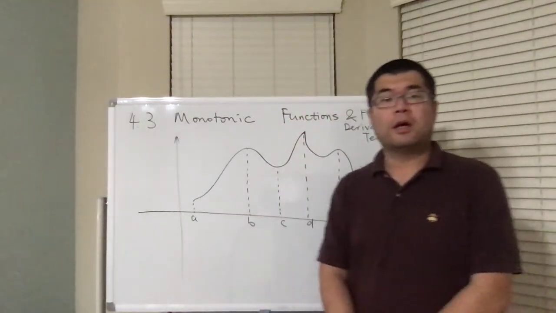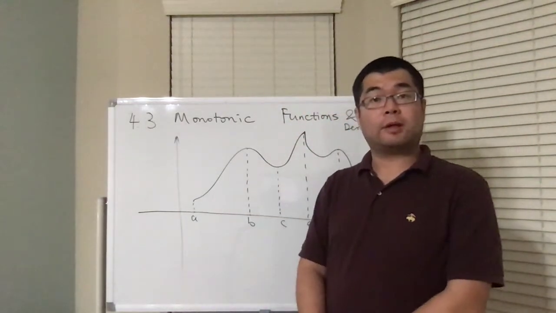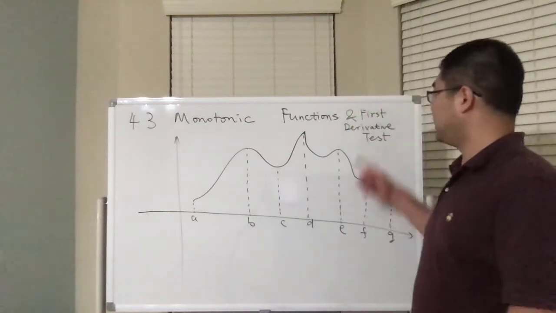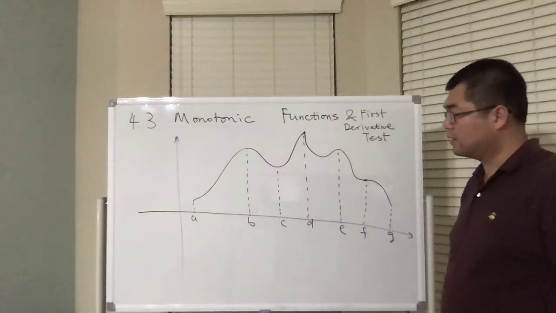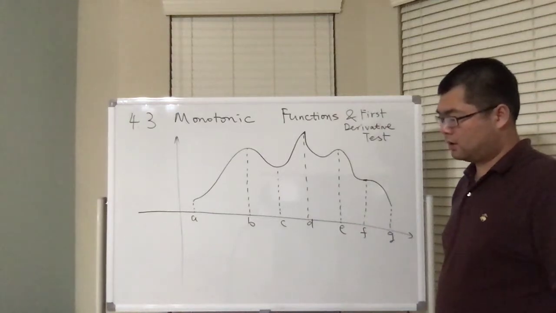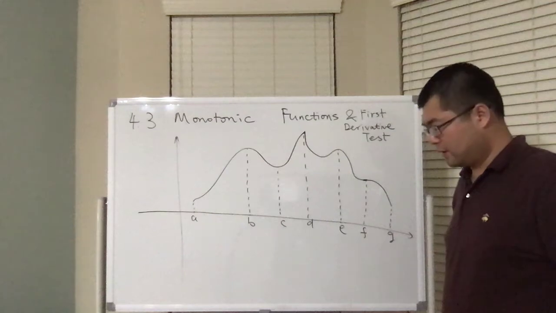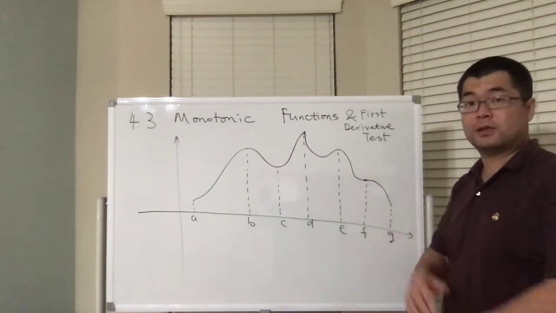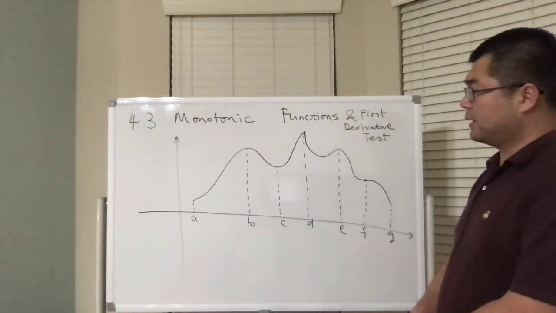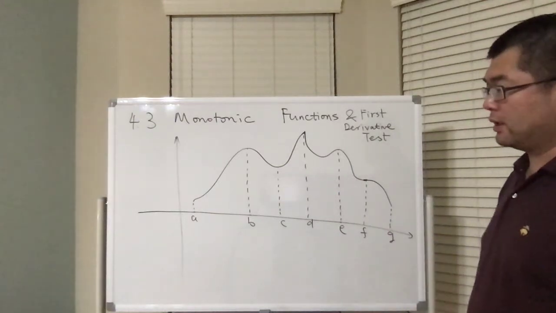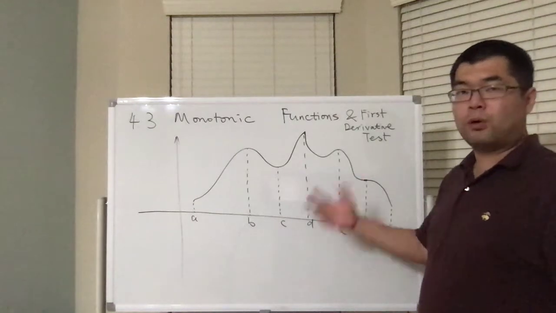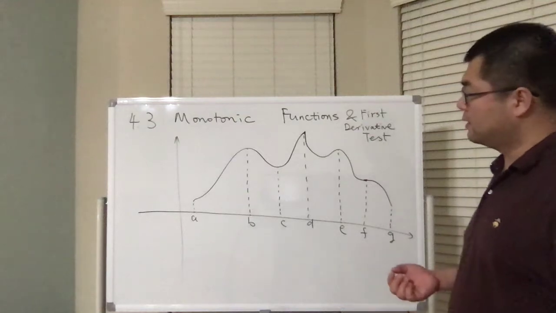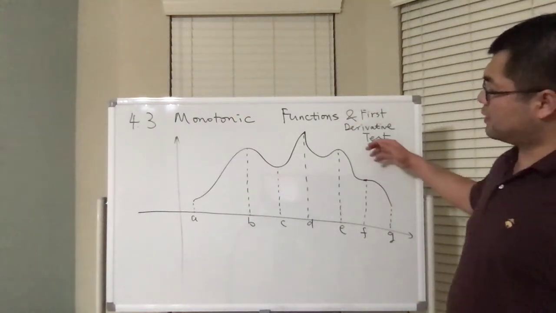Okay, so for today, we're gonna talk about section 4.3, the monotonic function and the first derivative test. Before we talk about those definitions, I'd like to look at a graph of a function here. In this graph, it actually includes all the information points in 4.3. So first of all, let's take a look at it here.